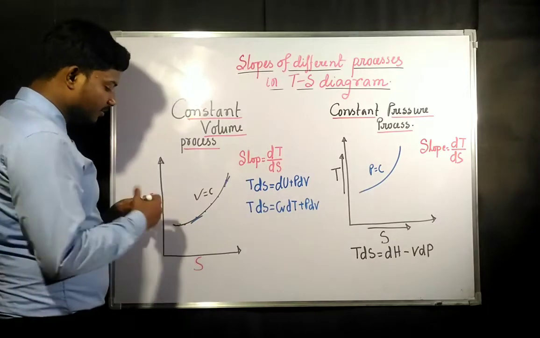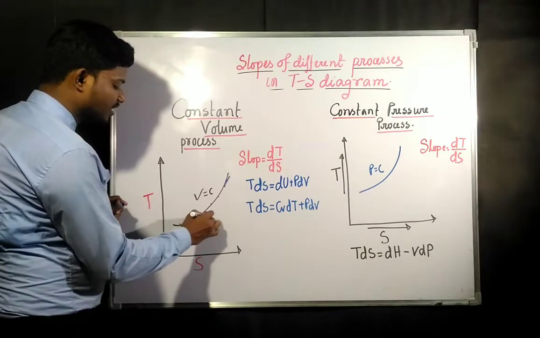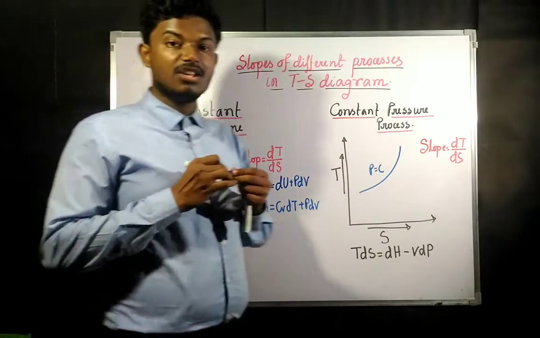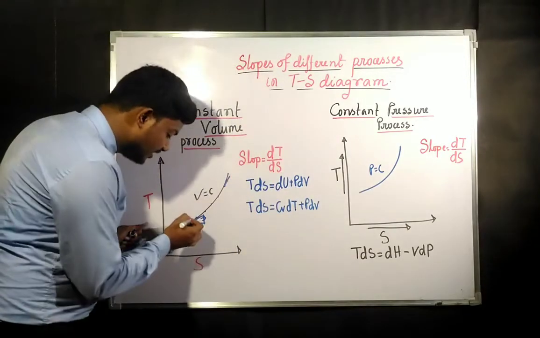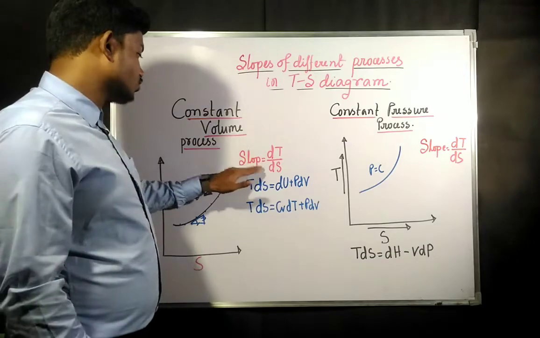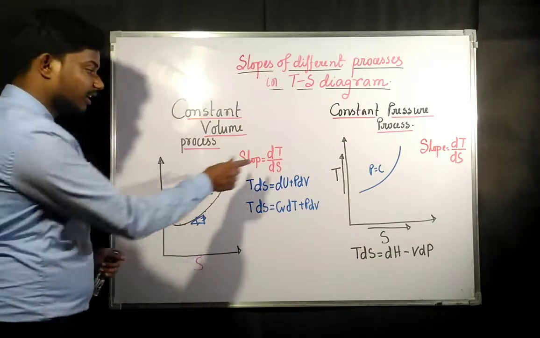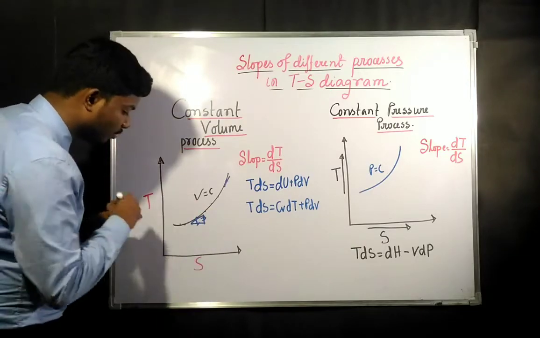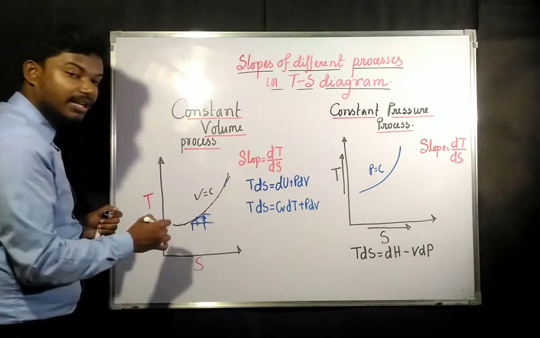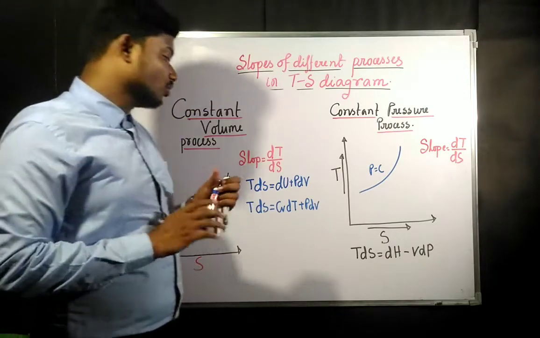Again, if you remember, slope is always going to be the tangent of this angle, this side by this side. So in the general case, we know that slope is going to be equal to dT by dS. If any small portion is taken, this height is going to be dT and this height is going to be dS. So dT by dS is going to give us the slope.